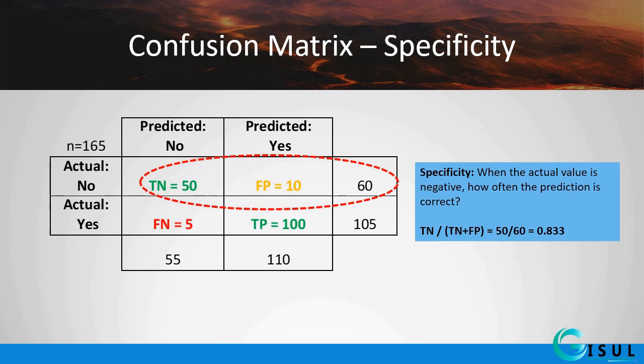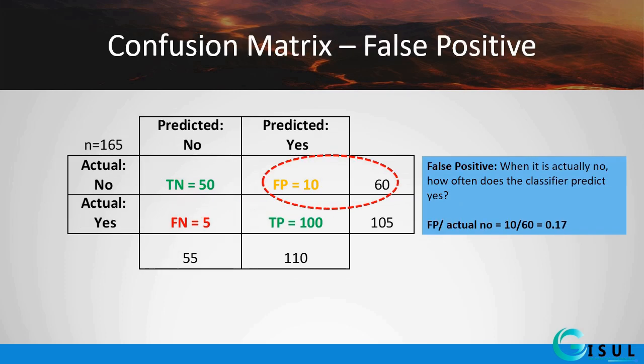Let's now move on to the false positive rate. It answers the question, when the actual value is negative, how often is the prediction incorrect? Just like specificity, only the top row of the confusion matrix is relevant to this calculation, except this time it's the false positives divided by the total of the top row.